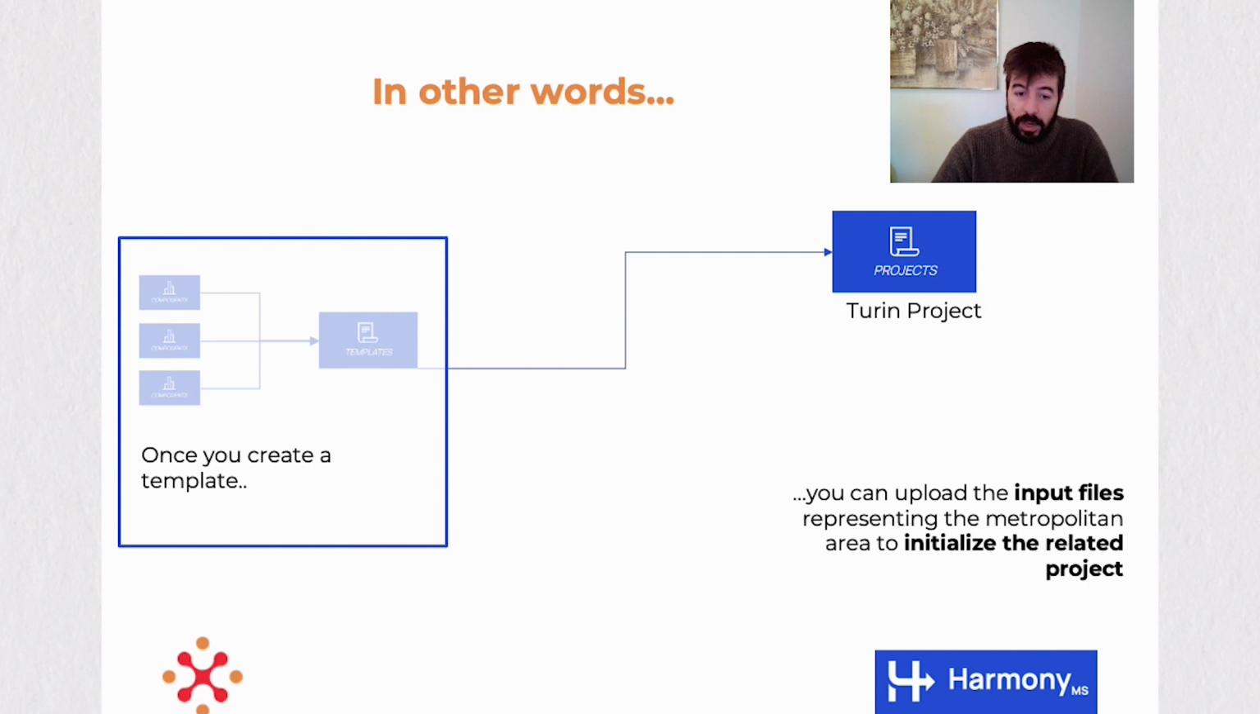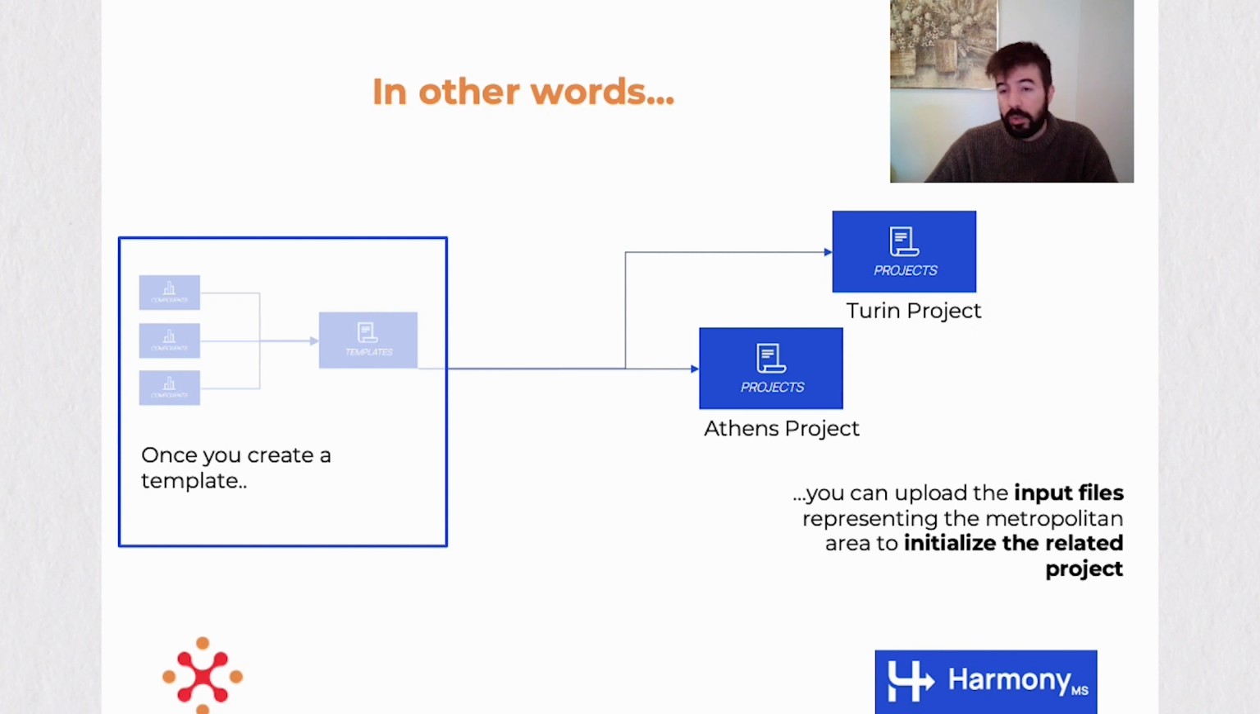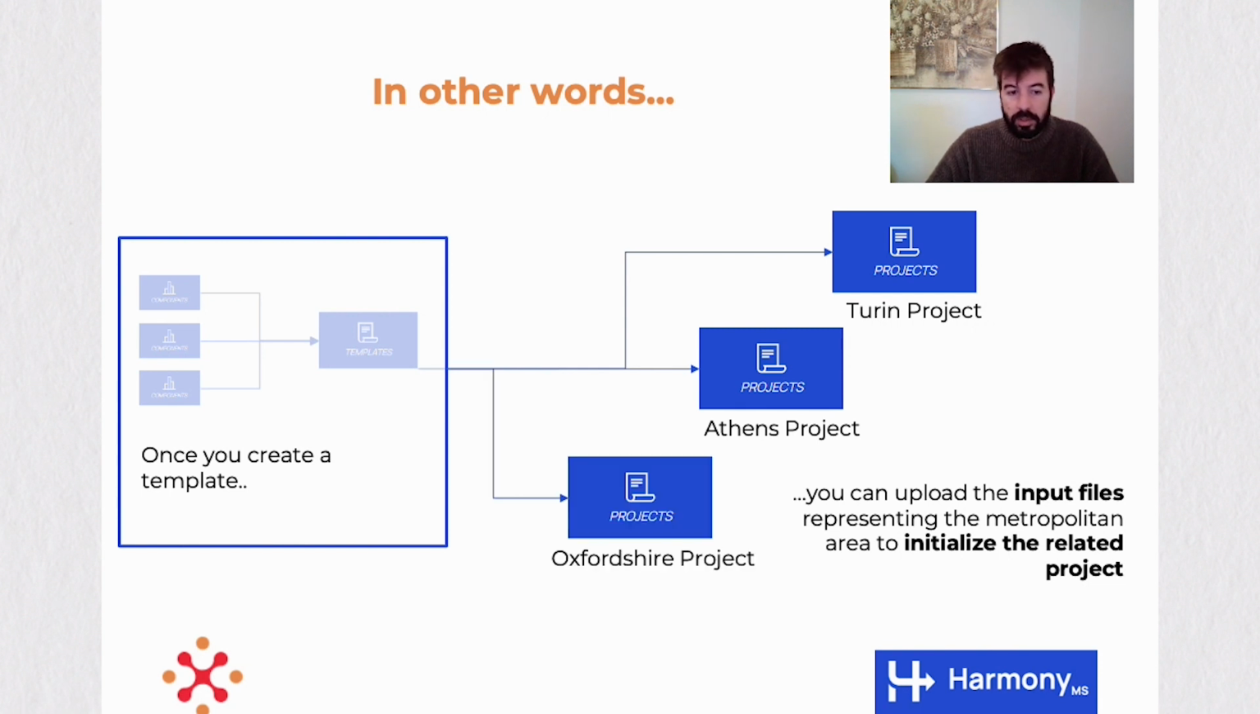Once you create a template, you can upload the input files representing the metropolitan area to initialize the related project. For example, you can do that in the case of a city, such as Turin, which was one of the use cases in the Harmony project. But you can use the same template to create another project that has all the necessary files for the Athens case or for the Oxfordshire case. This will correspond to different projects.